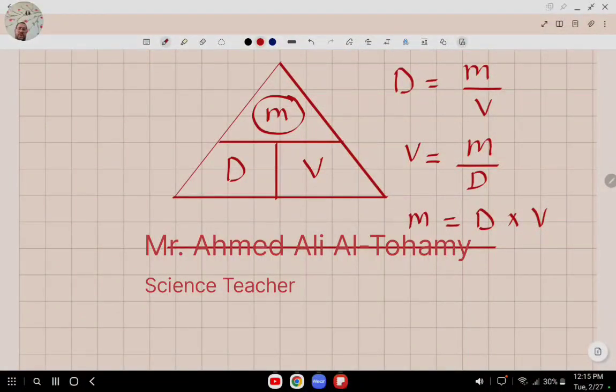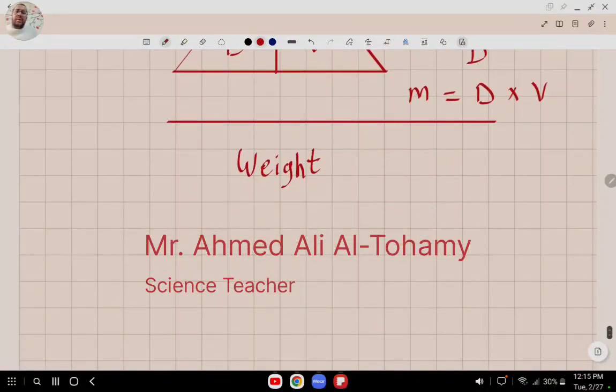In the second part of this session, we are going to talk about the weight. First of all, let's define the weight.